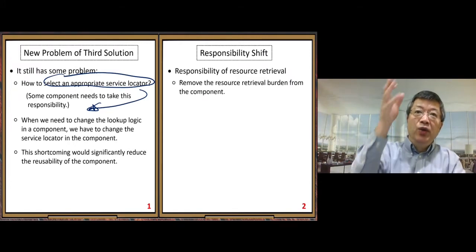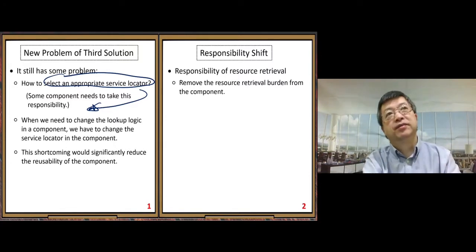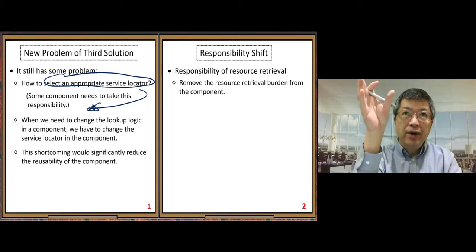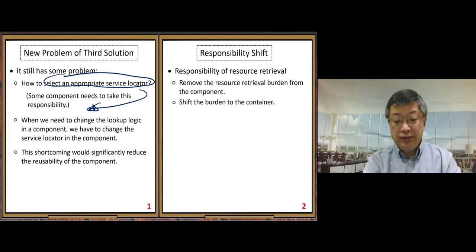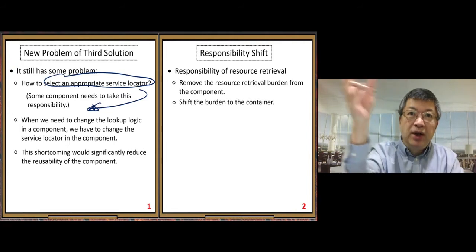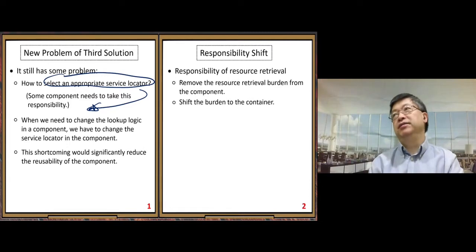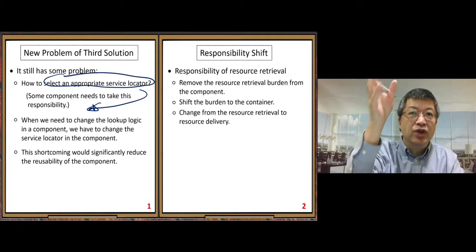All right, so remove the resource retrieval burden from the component. This time, the role of the service locator, resource retrieval, that burden is still in our business service class, that component. We want to remove it and shift the burden to the container. Our goal is to shift that burden to the container. Change from resource retrieval to resource delivery.